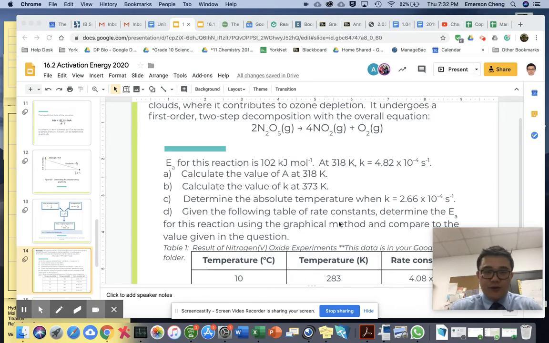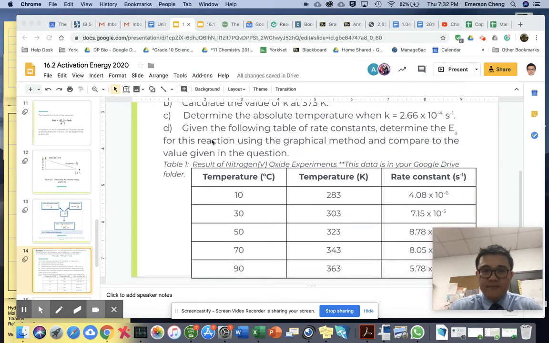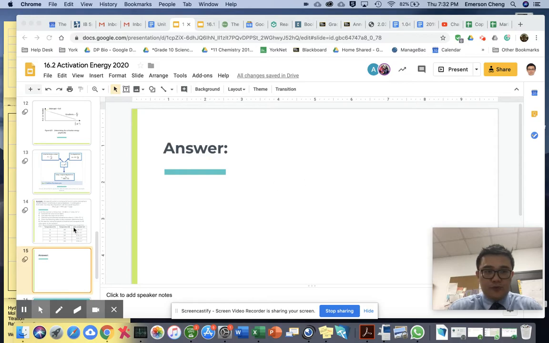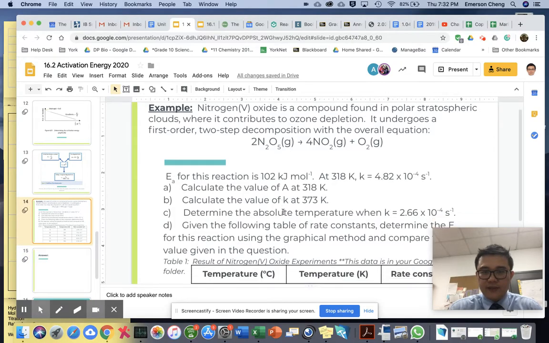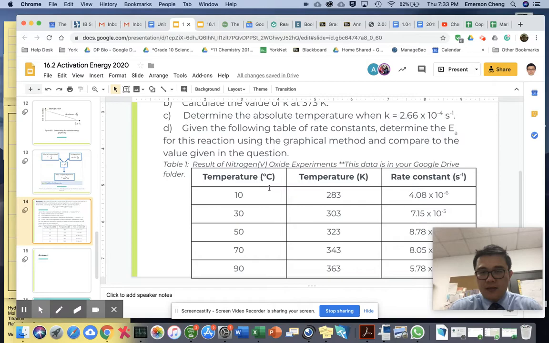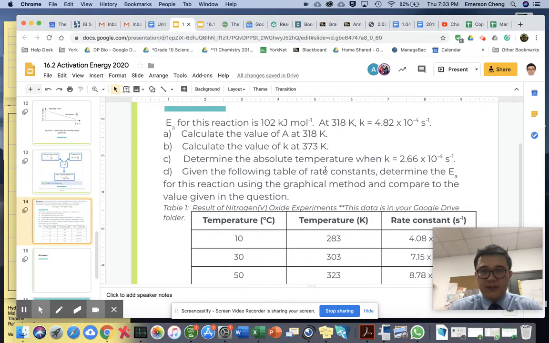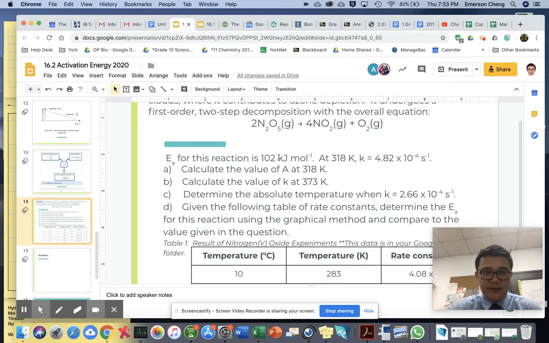Now, last question, question D. So you have this table of data: temperature in Celsius, Kelvin, and rate constant. You're supposed to use this table to determine the activation energy, Ea, using the graphical method, and compare it to the value given in the equation in the question. So you're comparing this with this.